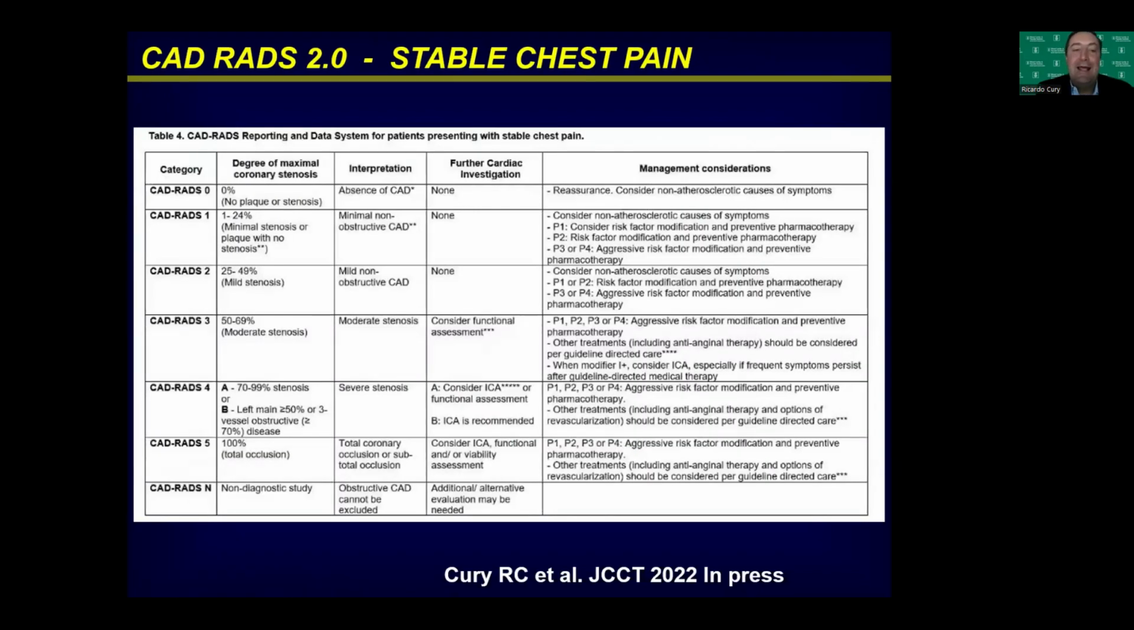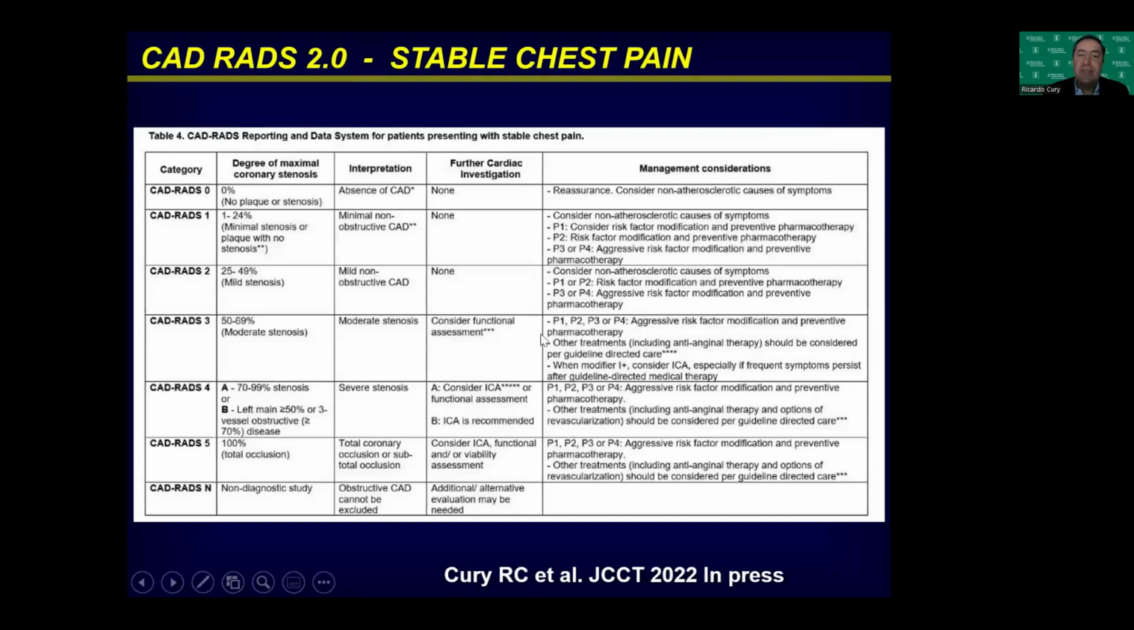With that, this table will also be covered in a follow-up talk, but it suffices to say that if you have minimal or mild disease, CAD-RADS 1 or 2, there are recommendations for risk factor modification and preventive pharmacotherapy. And the language is "consider" if you are P1, risk factor modification more affirmative if you are P2, and if you are P3 and P4, if you have severe or extensive plaque burden, you go to aggressive.